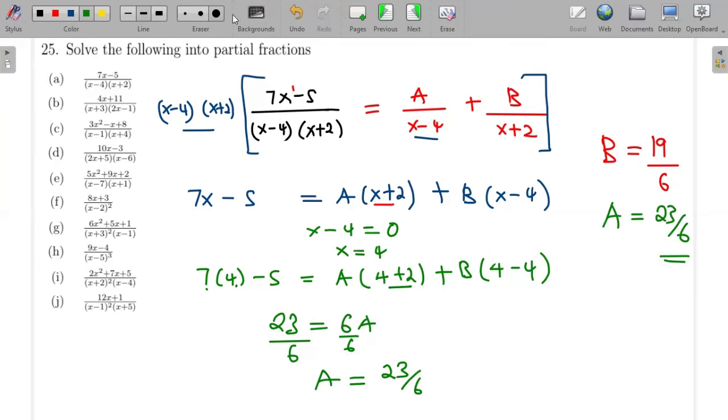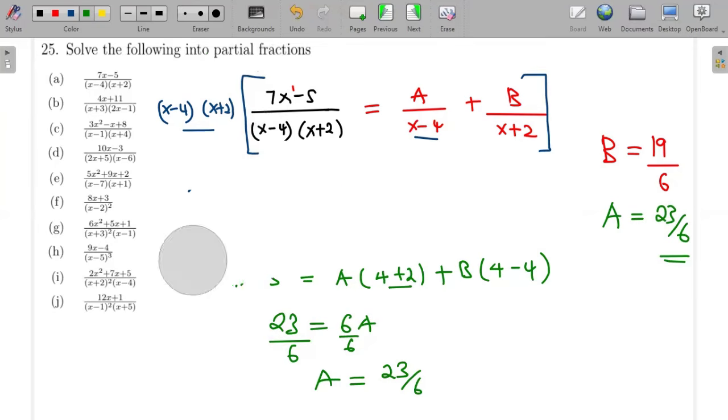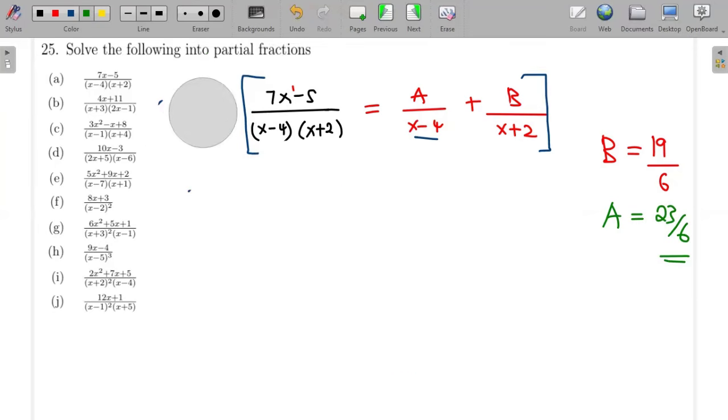So we are done. We found the values of A and B. So it means we've decomposed this fraction here into its what? Into its partial fractions. So I'm just going to erase where there was A and where there's B and put the values that we found. So for A, that was 23 over 6. For B, we found it was 19 over what? 6.